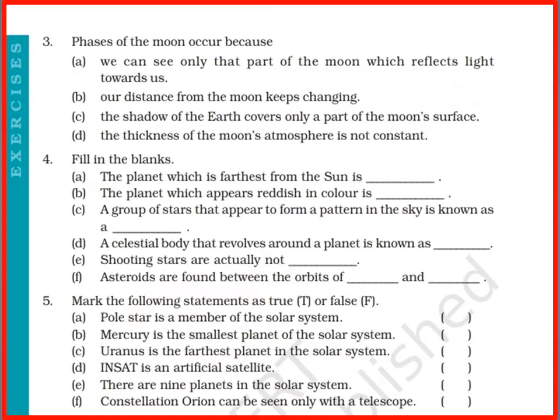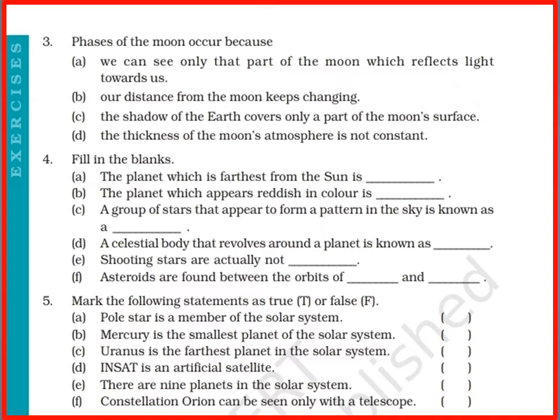Question number 4. Filling the blanks. First question. The planet which is farthest from the sun is, answer is Neptune. Question number B. The planet which appears reddish in color is Mars, because Mars is known as the red planet.